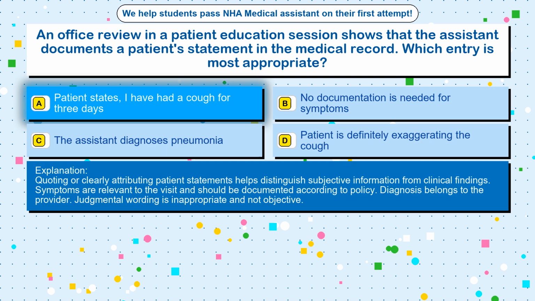Quoting or clearly attributing patient statements helps distinguish subjective information from clinical findings. Symptoms are relevant to the visit and should be documented according to policy. Diagnosis belongs to the provider. Judgmental wording is inappropriate and not objective.